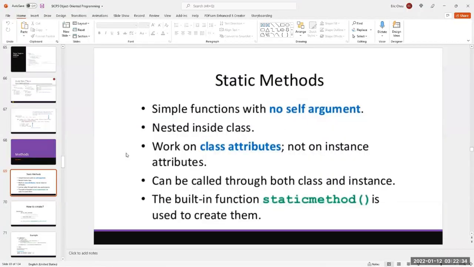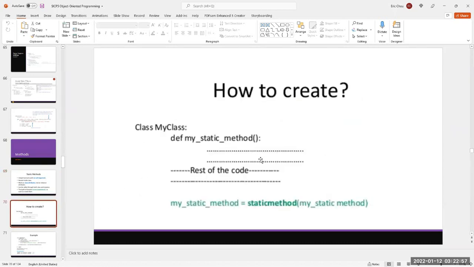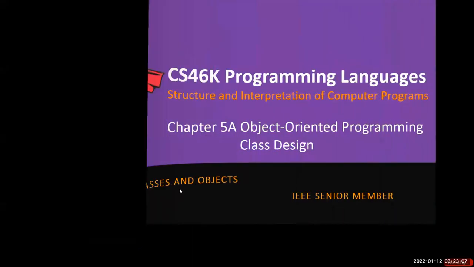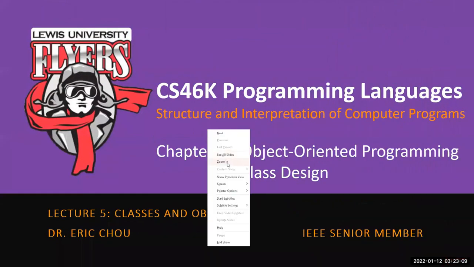That's the static function. Why do we need a static function? When you declare it, there's no self argument, and it's usually used for class service routines, and you can make it run by class name dot function name or the object dot function name. So this is the way we create it. And there's another way we can create it using a decorator. We will talk about it later.